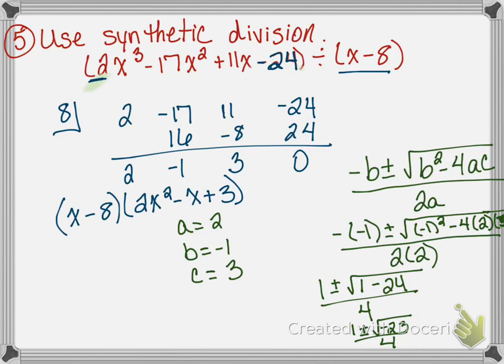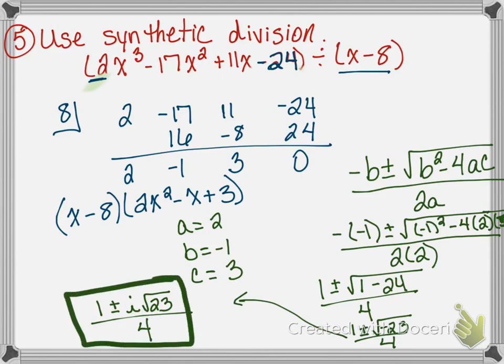And if you remember, and I'm going to go this way just because the screen is acting a little funny, anytime that you've got a square root of a negative, you've got to pull your i out. So I'm going to have 1 plus or minus i times the square root of 23 over 4. Let's talk about this. These are 2 of my factors: 1 plus i times the square root of 23 over 4 and 1 minus i times the square root of 23 over 4. This is a complex solution, so it has to travel in pairs. We have to have the plus part and the minus part.